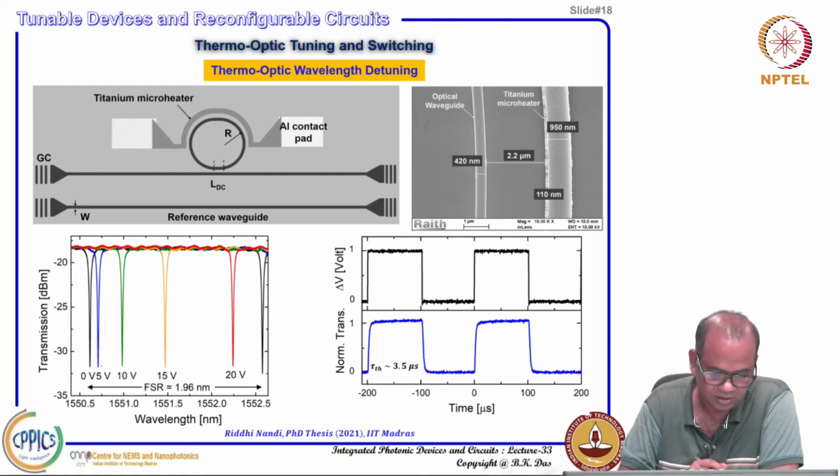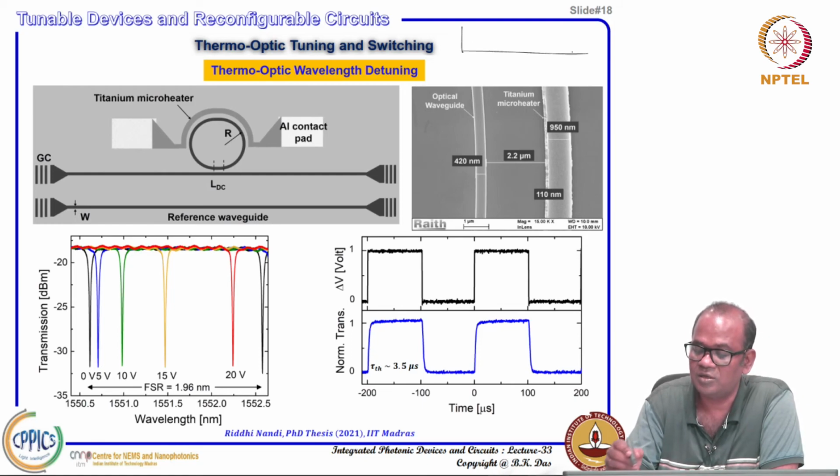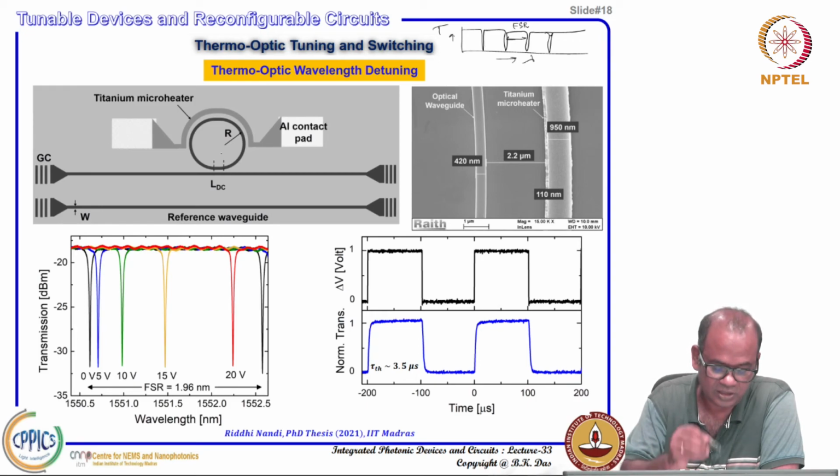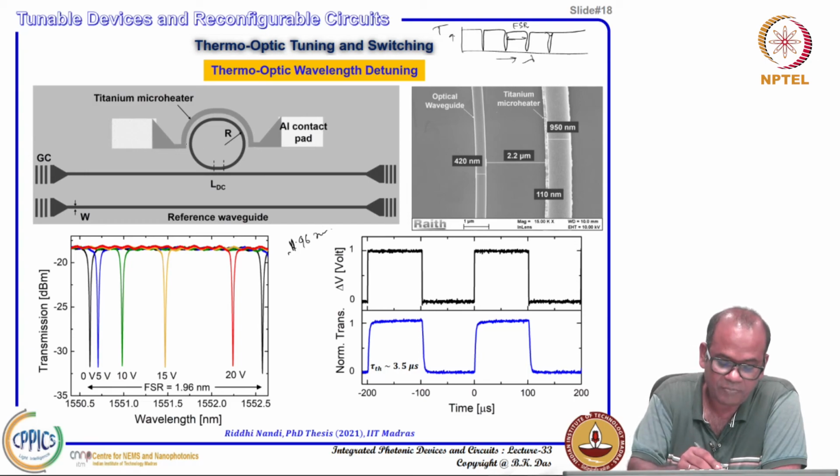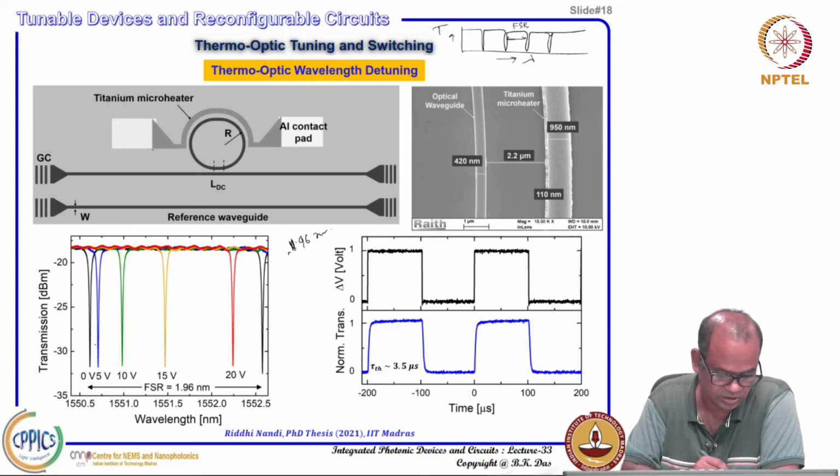And you see that for a ring resonator, if you see the transmission as a function of lambda, this is the transmission according to the transfer function, which will come regularly like this. These are the resonances, and the separation between successive resonances is called the free spectral range, FSR. This particular micro ring resonator is giving a free spectral range of about 1.96 nanometer.